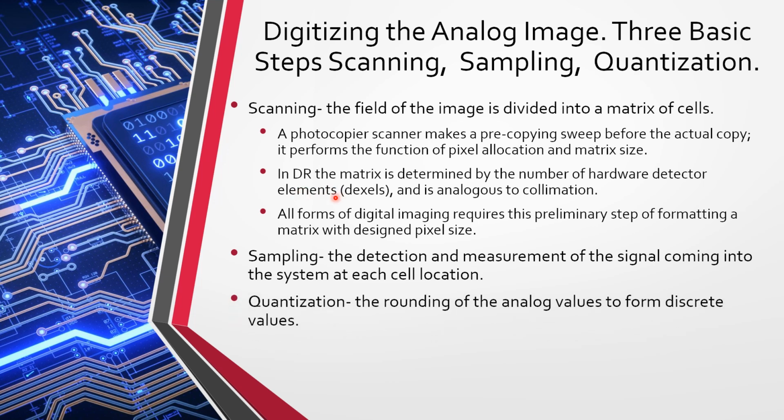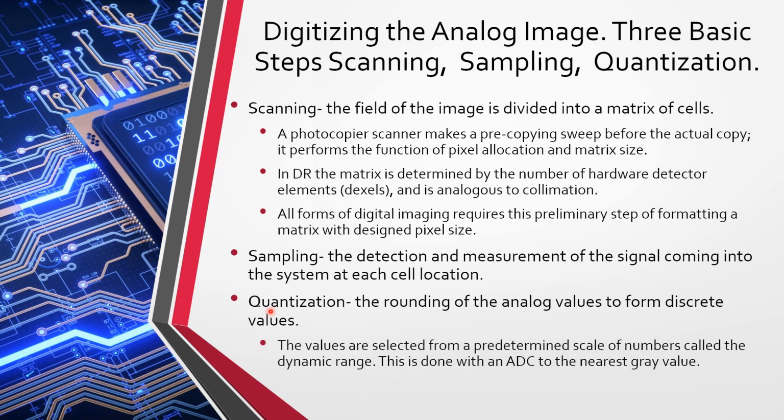Next is quantization, the rounding off of the analog values. That's what we talked about before. The rounding off of the analog values to form discrete values is the quantization. Quantization, which is quantity, means a value. The values are selected from a predetermined scale of numbers called the dynamic range. So the values that are available for the quantization step come from the dynamic range. This is done with the analog to digital converter that we talked about earlier, and it will be converted to the nearest gray value.